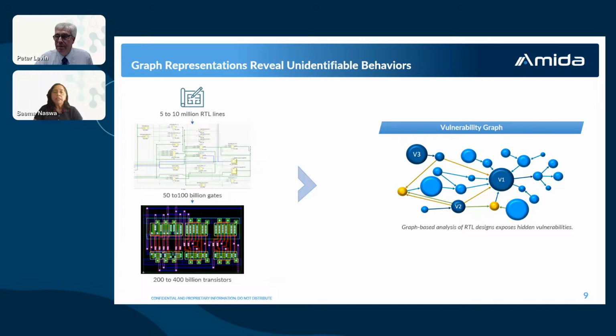So here at Amida, what we have done is model the design as an interconnected graph so that we can apply graph algorithms and graph learning techniques to this design and uncover patterns, anomalies, and hidden weak links that will otherwise remain invisible. So let's go ahead and see how we do that.